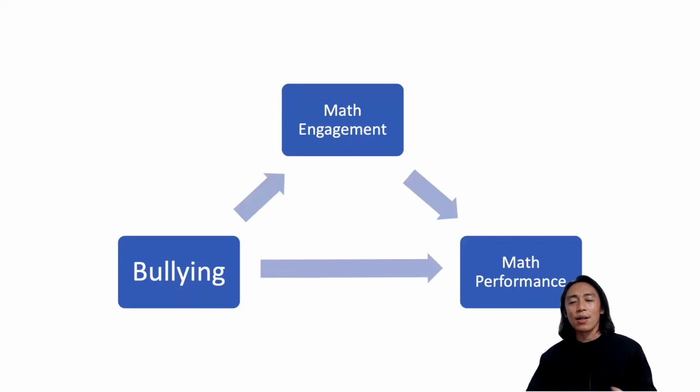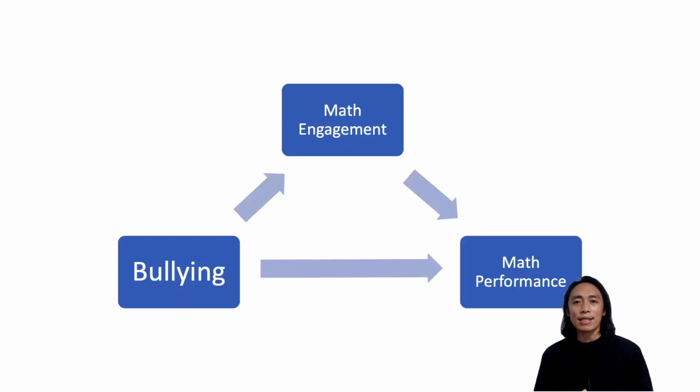So in this global assessment, they collected data in different countries, primarily about cognitive variables, including the performance of 15-year-olds in math, reading, and science. But aside from that, they also collected other variables, including experiences of bullying and math engagement.